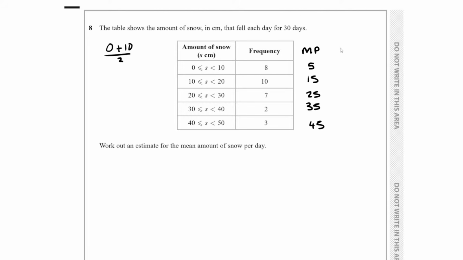And then you want another column, which is the frequency multiplied by the midpoint. So these two multiply together. So 8 times 5 is 40. 10 times 15 is 150. 7 times 25 is 175. 2 times 35 is 70. And 3 times 45 is 135. Yes. Once you've done that, that's step 1, that's step 2.